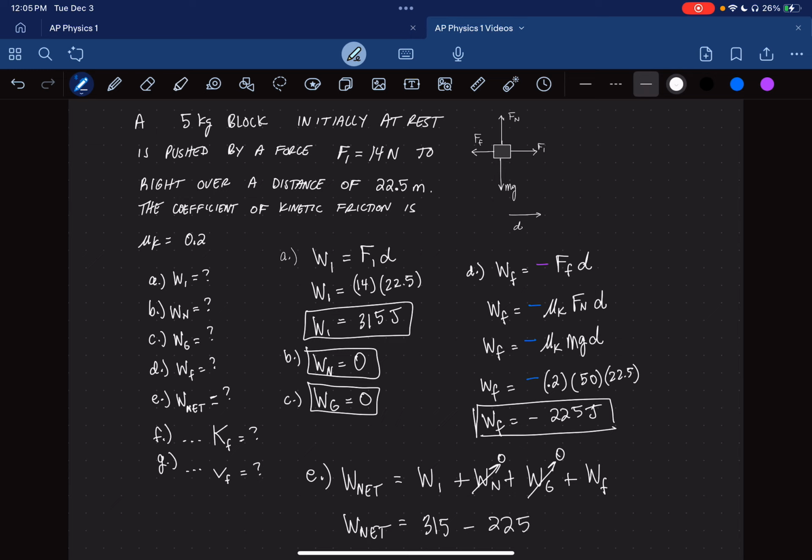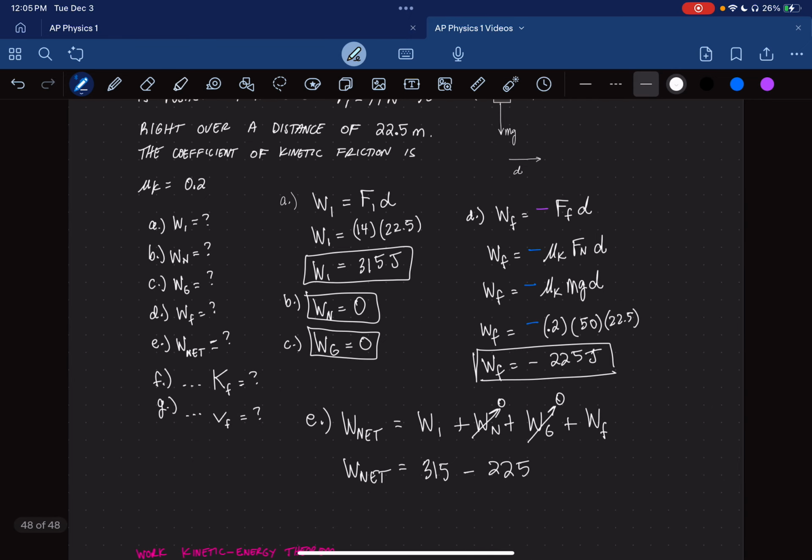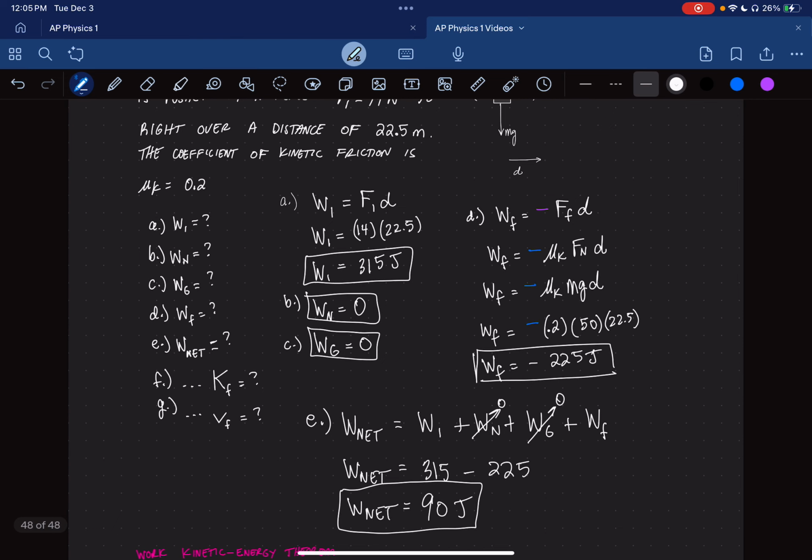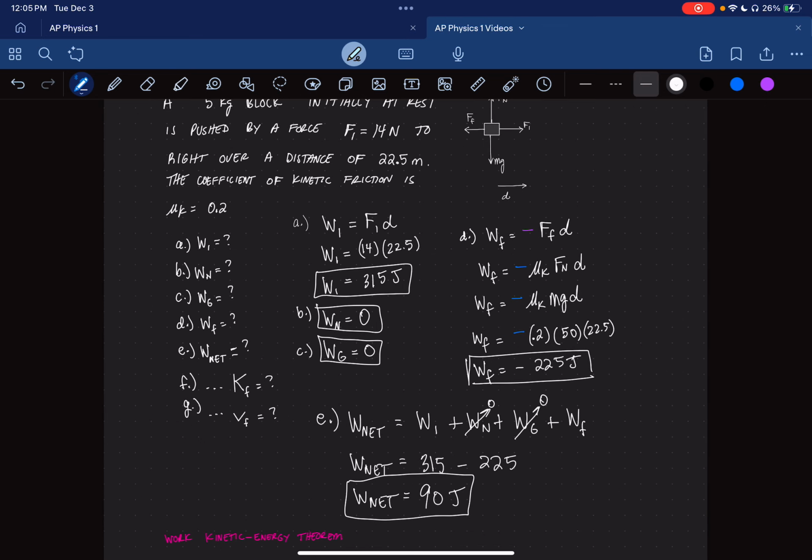minus 225 joules. As I'm pushing it, I am adding energy into the block, or adding energy to the block, and friction is doing negative work. It's kind of like taking energy away from the block. And what kind of energy is this? This really amounts to kinetic energy. But let's solve this. Let's say 315 minus 225. And so the total work done is a positive 90 joules. In other words, we have added 90 joules of energy to the block.